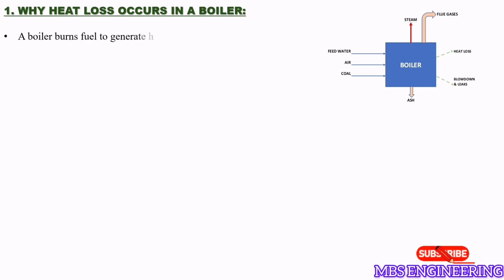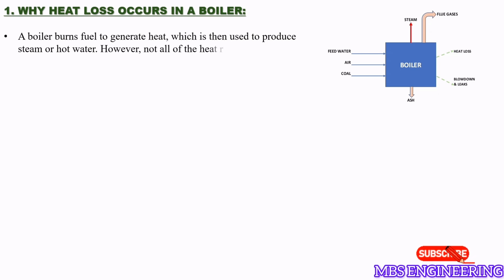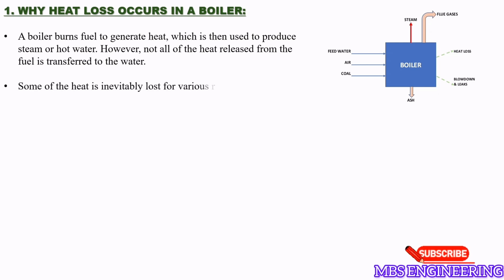A boiler burns fuel to generate heat, which is then used to produce steam or hot water. However, not all of the heat released from the fuel is transferred to the water. Some of the heat is inevitably lost for various reasons. Please refer to the picture below for a better understanding.